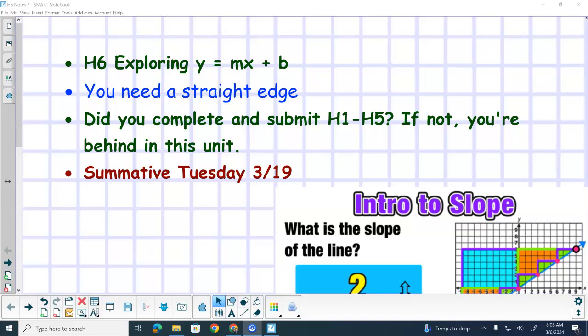H6 notes today. We're learning all about y equals mx plus b, and then using that to graph lines instead of the other ways we've been doing.